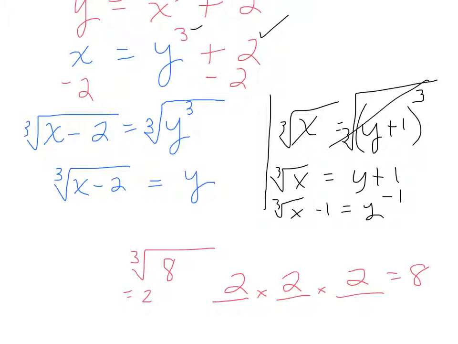So 18 would be the cube root of, and then x plus 1 is underneath that radical. 19, you have the cube root of just the x, and then minus 2 on the outside. 20, you have the cube root of just x with plus 1 on the outside.